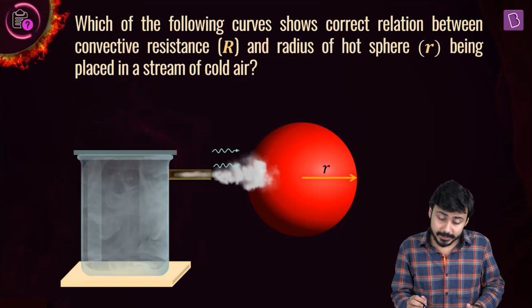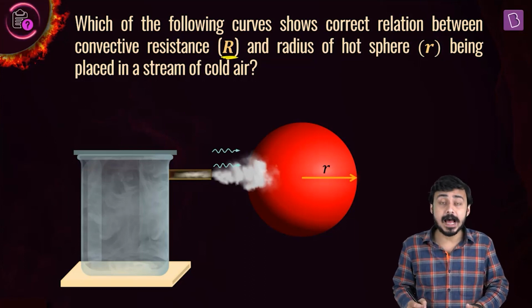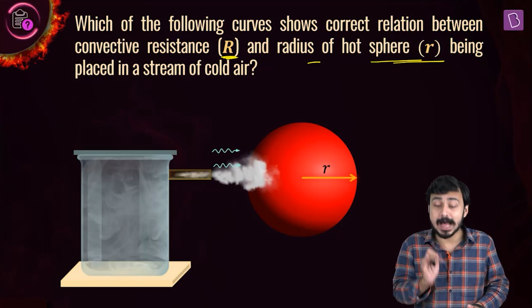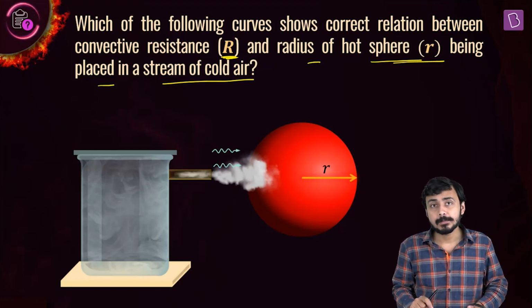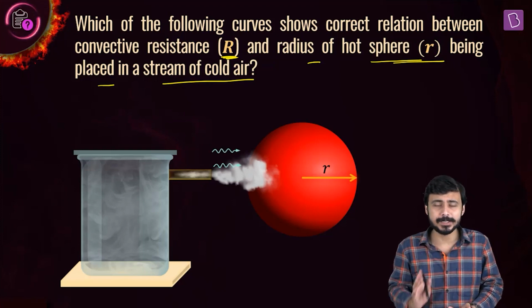Which of the following curves shows the correct relation between the convective resistance R and the radius of hot sphere small r being placed in the stream of cold air? Before looking into the options, let me explain the process a little bit.